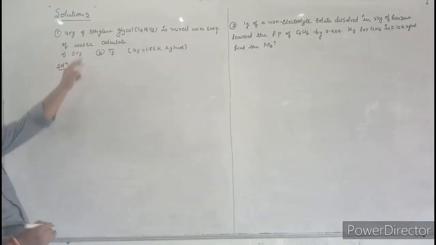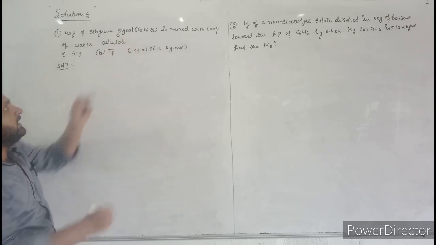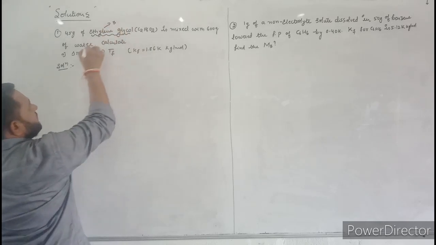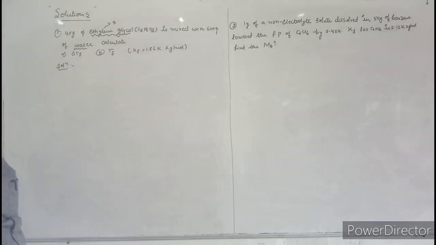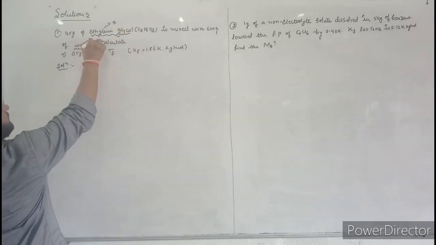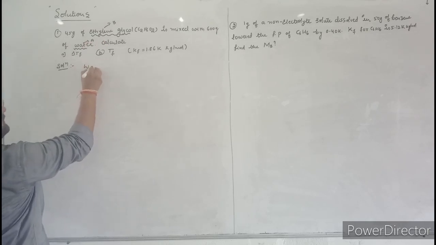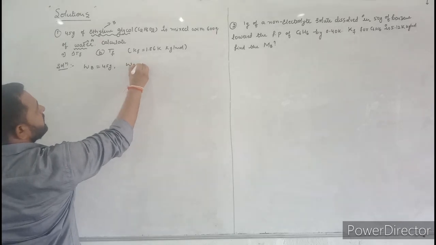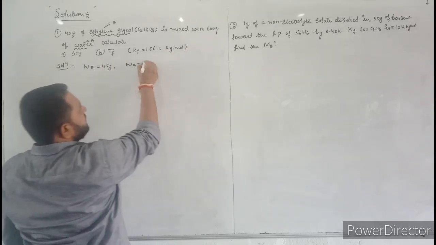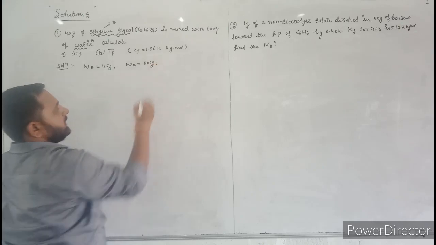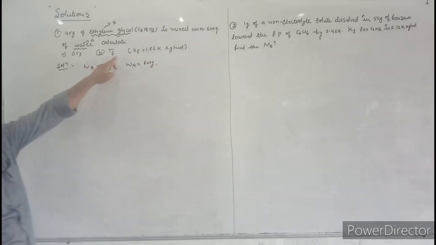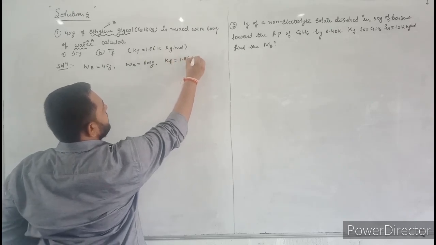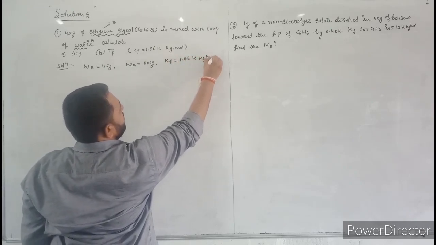Here the mass of ethylene glycol is given. Here ethylene glycol is what? The solute. Solute is represented by B. Here the solvent is water, and the solvent is represented by A. So the weight of solute is equal to 45 grams. Next, the weight of solvent is equal to 600 grams. Next, the Kf value is also given. The Kf is equal to 1.86 Kelvin kg per mole.